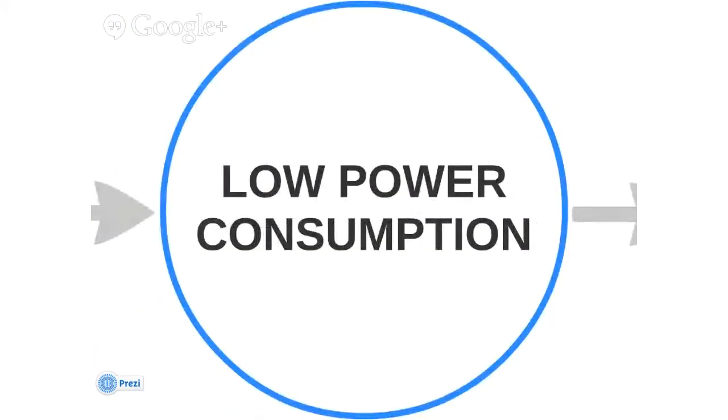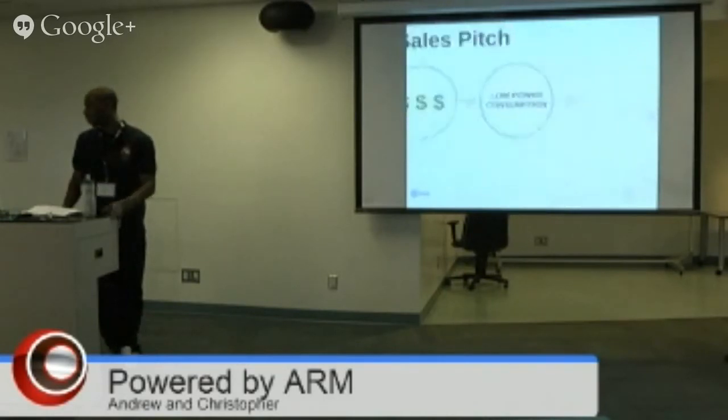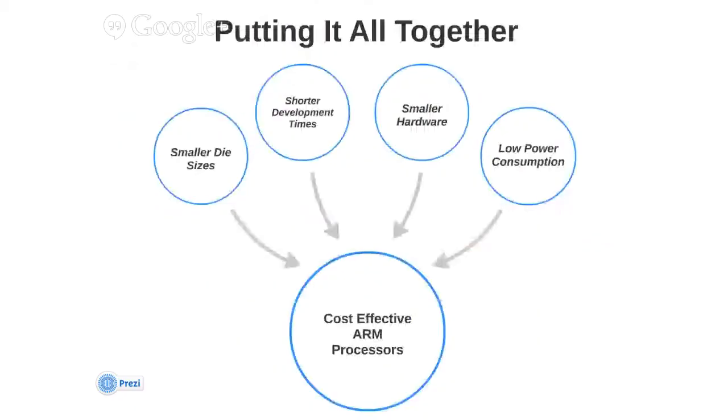important aspect of their sales pitch is that ARM processors are low powered. In my opinion, this is their main selling point. Who wants a device that's going to die every 2 seconds but can calculate a lot, right? Because you'd have to charge it every second or leave it plugged in. So they make a lot of money based on their low power consumption. Putting this all together with a small die size, shorter development times, smaller hardware, and low power consumption, it all equals one cost-effective processor.